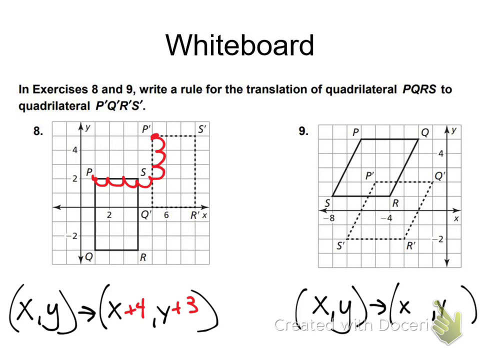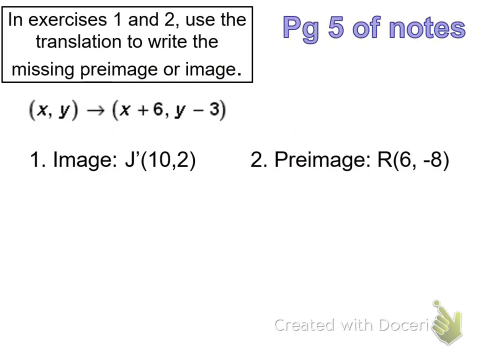For the second, did we go to the left or to the right? To the right 1, which would be plus 1, and then we went 1, 2, 3 down. So is it plus or minus? Minus. Good.